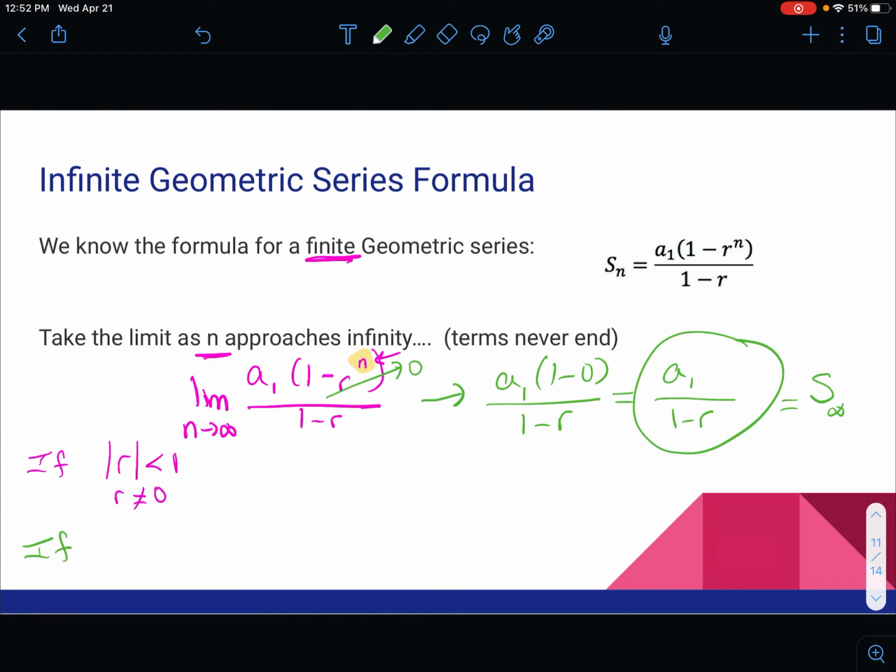If the absolute value of R is greater than 1, there is no sum. You may not use this formula. As the terms increase, the value of the sum will keep increasing. Okay, it's not going to converge to a certain value, and it could be a negative outcome as well. But we're not going to bounce to one particular value. It's just going to keep increasing or keep decreasing as the terms go to infinity.